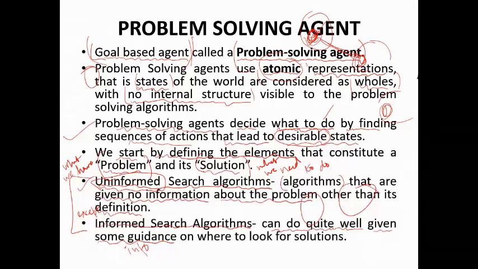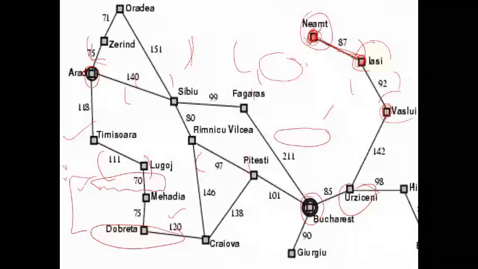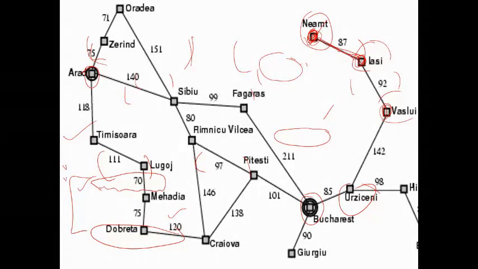The next one was I was showing you about the graphs. This is a very famous example of AI, known as the route finding problem. In this problem we have a sketch of a graph.